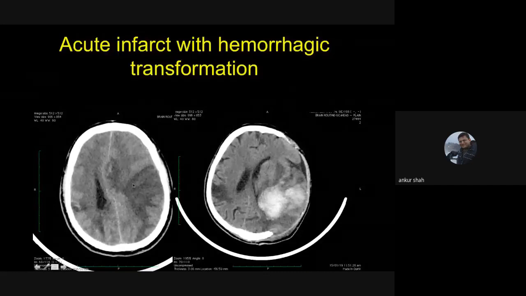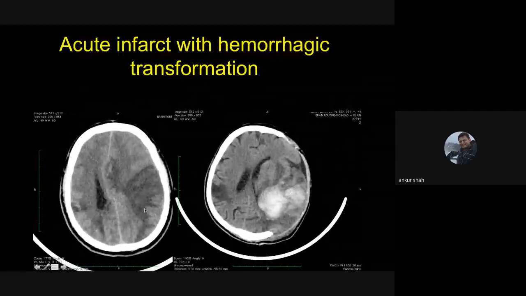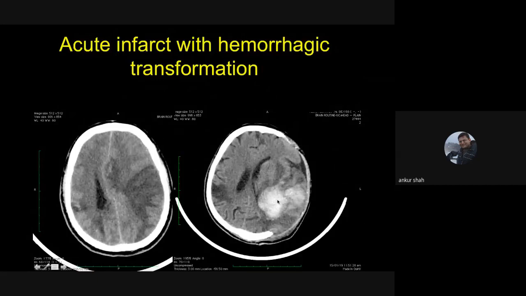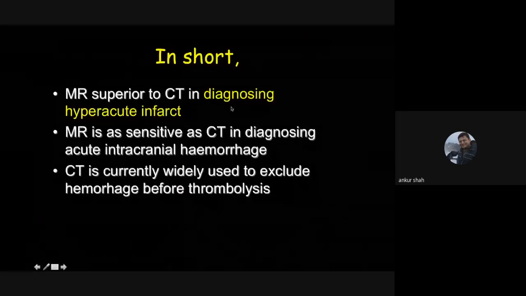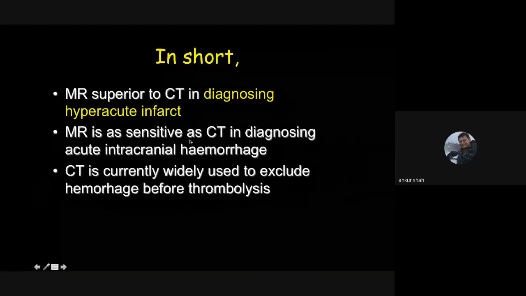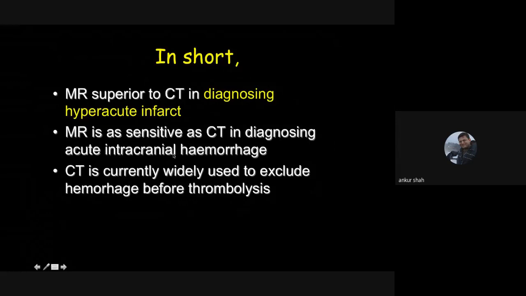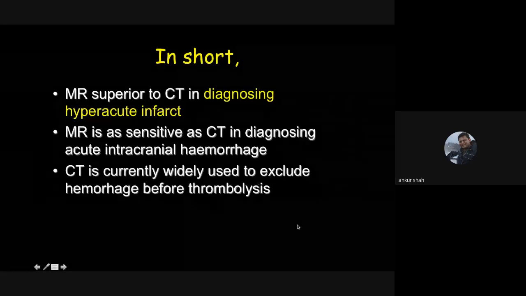Many times when there is an infarct, there will be reperfusion, and then it can result in hemorrhagic areas within the infarct. So you should be careful in telling. If the patient has any previous investigation available, then look at the previous examination also, where there could be an infarct which has resulted in hemorrhagic transformation because of the reperfusion. So in short, MR is superior to CT in diagnosis of hyperacute infarct. MR is as sensitive as CT in diagnosing acute intracranial hemorrhage, but CT scan is currently widely used to exclude hemorrhage before doing thrombolysis in patients of stroke.